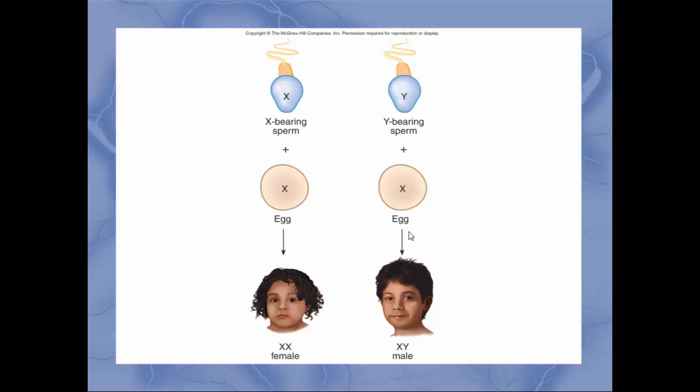Okay, here's a chart of all this together. Here the eggs from the female all have the one single X chromosome. This sperm cell here is bearing an X. So X and X gives you XX, or female. And this sperm cell has a Y chromosome, so that Y plus this X gives you XY, or male. So it is the sperm cell that determines the sex of the offspring, not the egg.